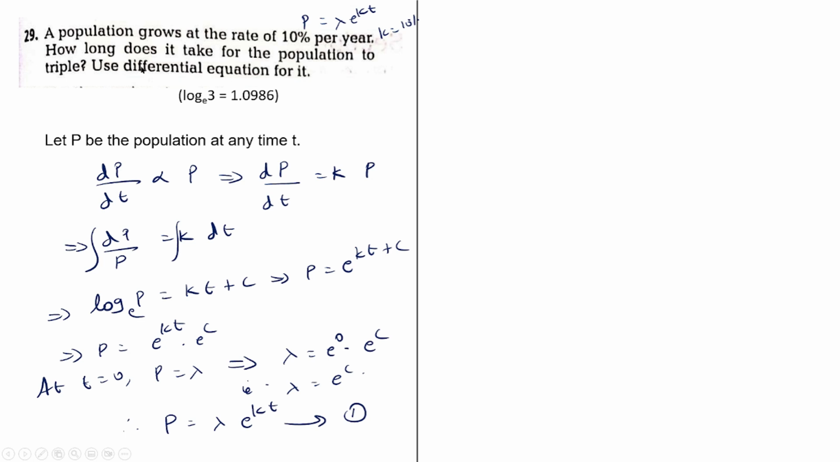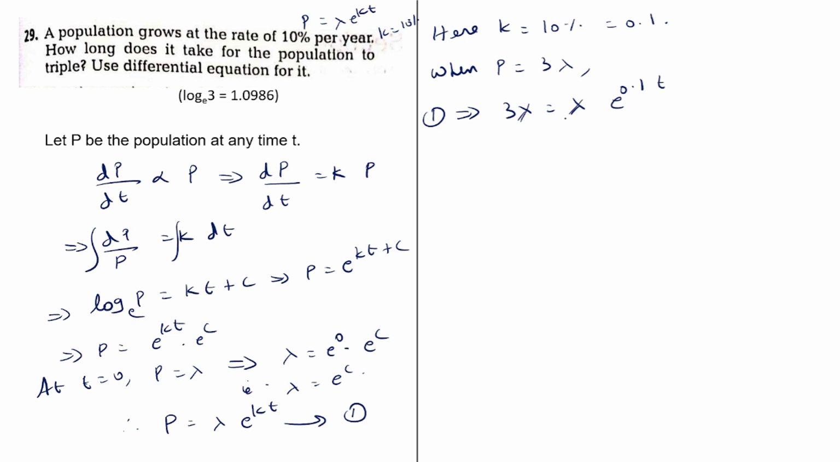Now we are asked how long will it take for the population to triple. Here they have given k as 10%, that is 0.1. When P equals 3 lambda, 3 lambda equals lambda into e raised to 0.1 t. So these two will go.